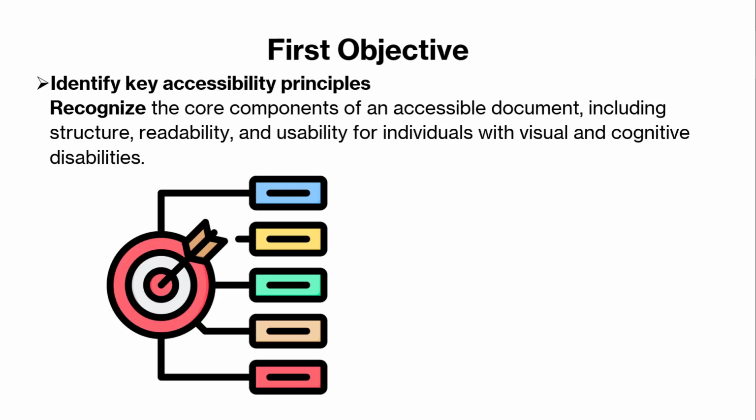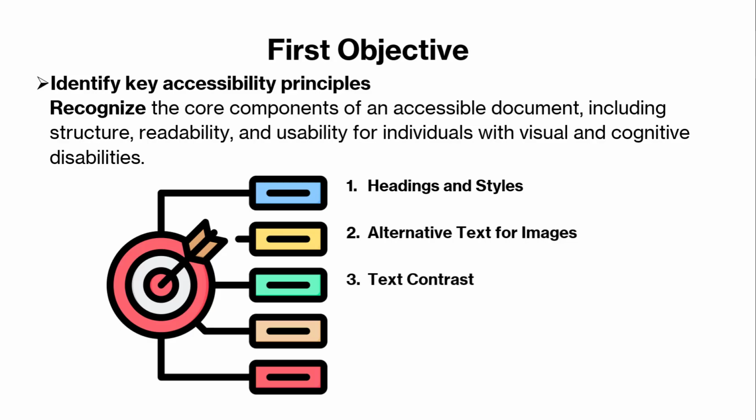For the first objective, we must recognize the core components of an accessible document, including the structure, the readability, and the usability for individuals with visual and cognitive disabilities. Those core components are composed of headings and styles, alternative text for images, text contrast, descriptive links, and lists and tables. Together, these components develop into an accessible document. These elements create structure, not just visually, but for screen readers and assistive technologies.